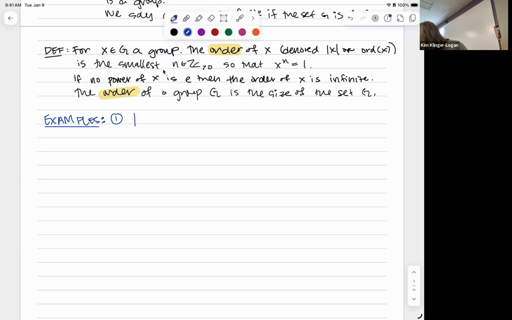If I think about what the order of the identity element is, I can just raise that to the first power. So that's the smallest power that gets me back to the identity. So the order of that thing is just 1, right? And in fact, if A is not equal to the identity, then the order of A can't be 1. So the identity is the only element that has that feature.